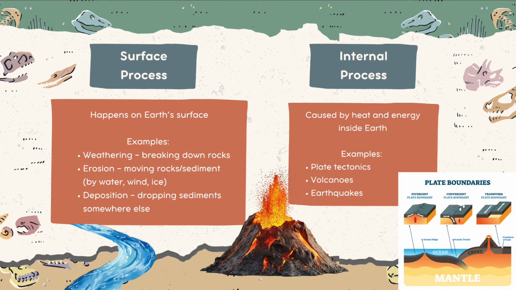Internal processes happen inside the Earth and are caused by heat and energy from within. These include plate tectonics, earthquakes, and volcanoes. The Earth's surface is made of large plates that slowly move over time. These plates can move in different ways. Sometimes they move toward each other, which can push land upward and form mountain ranges.